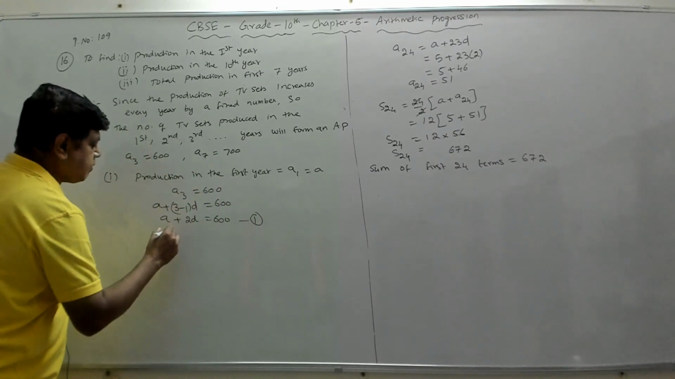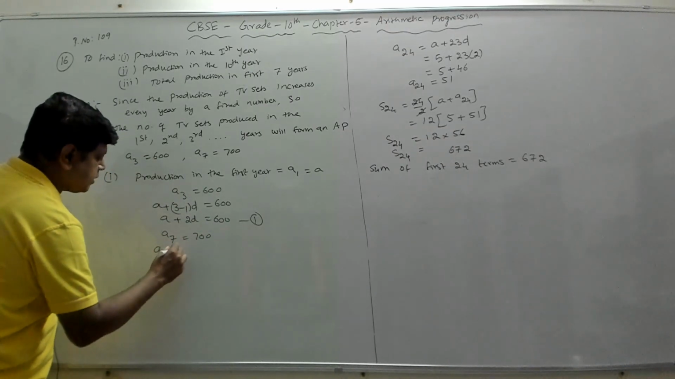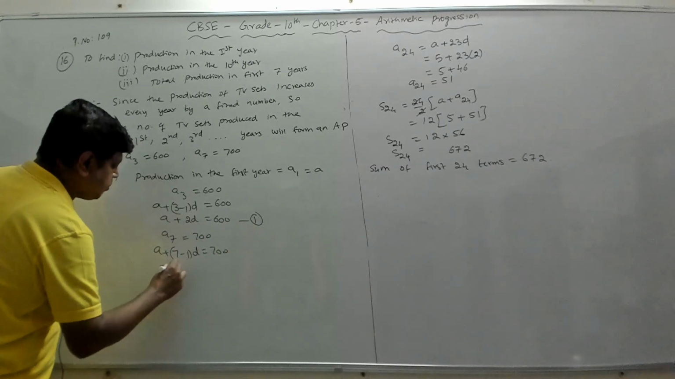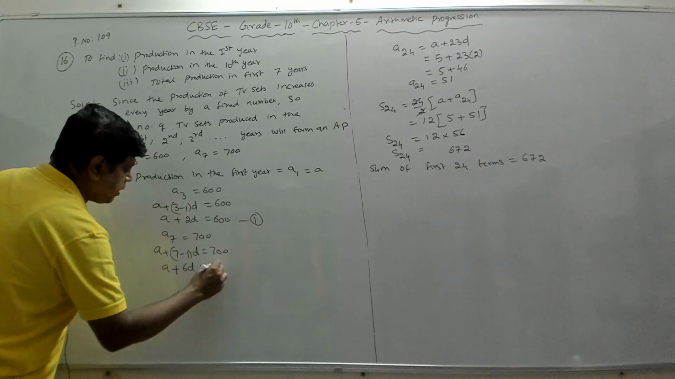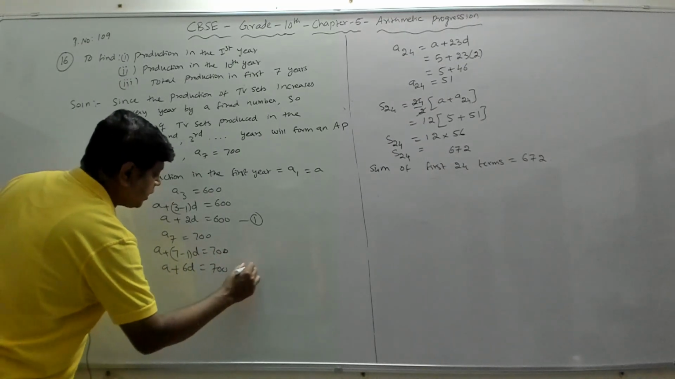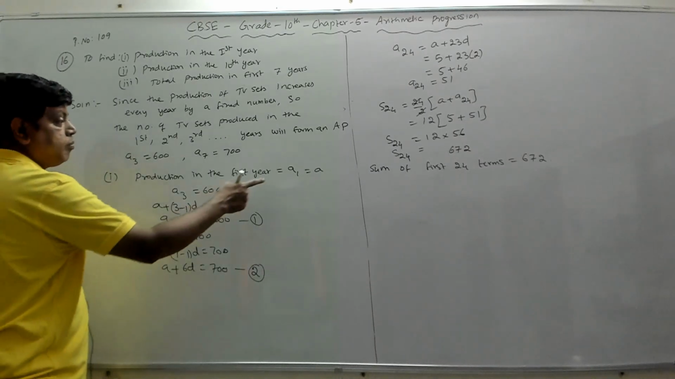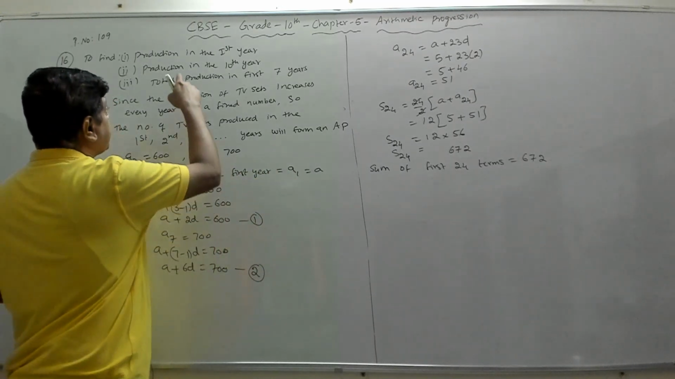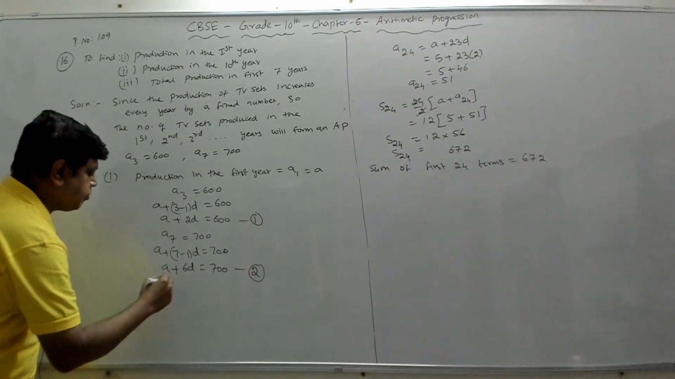Now A7 is 700. A7 is A plus 7 minus 1 into D, that is 700. Which means A plus 6D equal to 700. This is your second equation. Now we should solve these two equations and find the value of A. And we will find the value of D also, right? So that we can find the remaining information that is asked for.